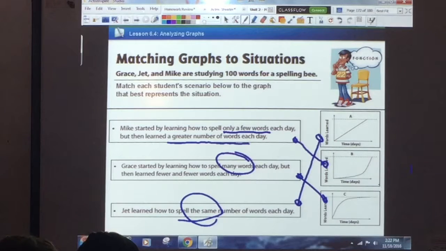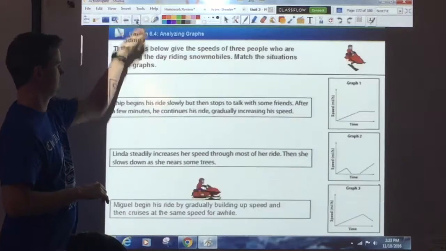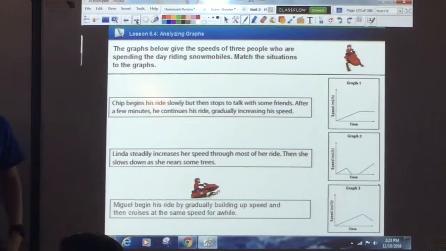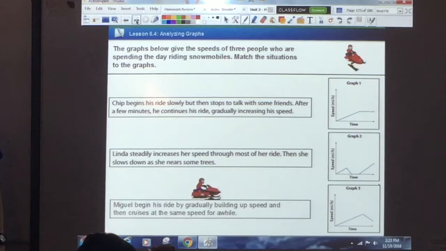So this is pretty simple, pretty straightforward. You're matching up. Look for keywords, identify the matching graphs. Let's try some of these together. Let's go to Mr. Brady. Chip. You want to read that for me, then try to match the graph.